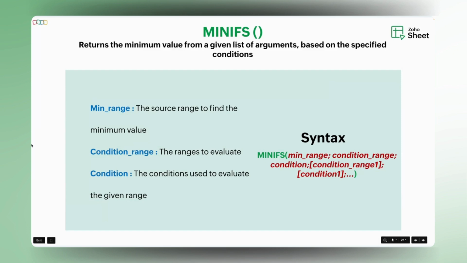The min range is the range where you want to find the minimum value. The condition range is the range that contains the conditions you want to evaluate. And the condition is the criteria that you're setting. For example, if you're looking for values greater than 20, you would simply type in greater than 20. So here is a live example.